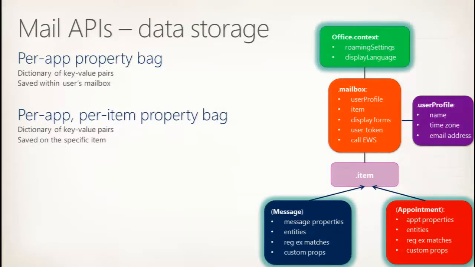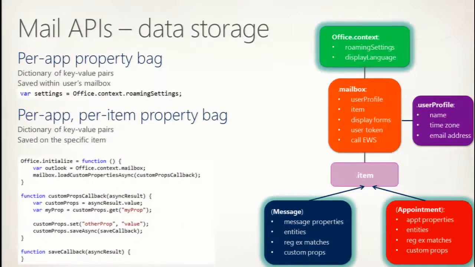We call it roaming settings. It's a bunch of settings. They roam together. The other property bag is the per item per app one. This property bag is saved on the specific item. So this is meant to allow apps to save their own properties, their own flags on this item, so that anytime a user opens the app on that specific item again, you'll have access to those properties. And we have two different ways to access them. The roaming settings, it's very easy. You just call it. It's a synchronous method, and you get access to this object.